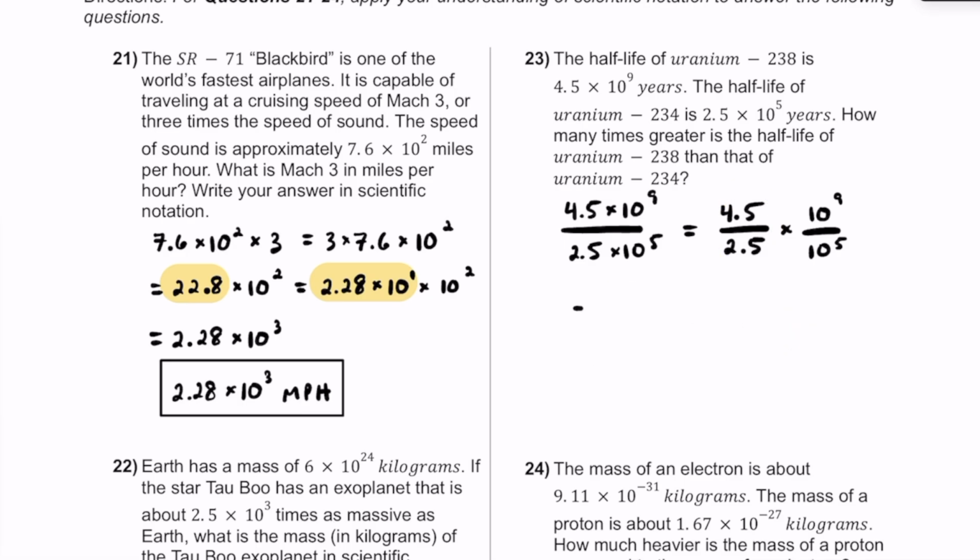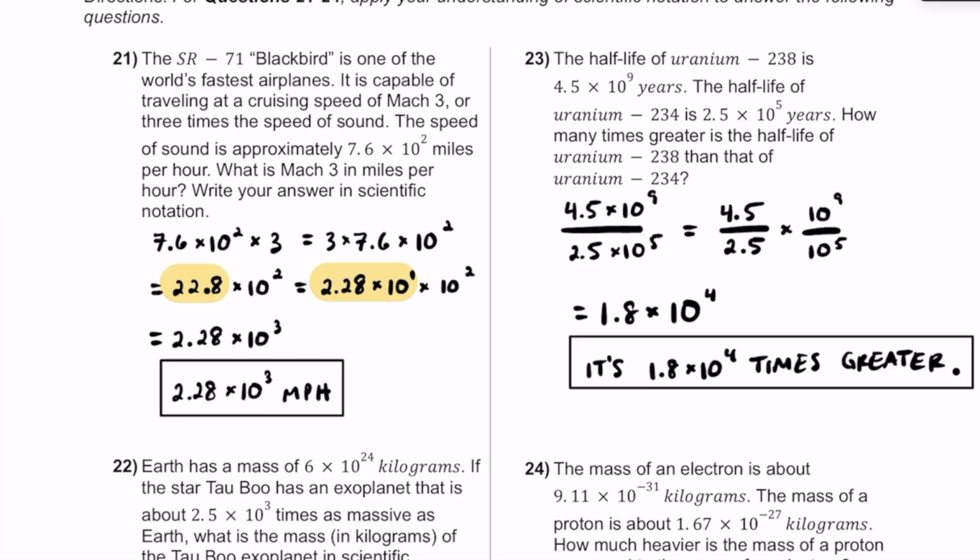So I'm going to say that this is going to be 1.8 times 10 to the what power? Well, if you use that quotient property, you can say 9 minus 5 is going to be 4. So we're going to have 1.8 times 10 to the 4th power. So when we say that it's 1.8 times 10 to the 4th power times greater, we're saying it's that many times longer for the half-life of one of those isotopes than the other one.